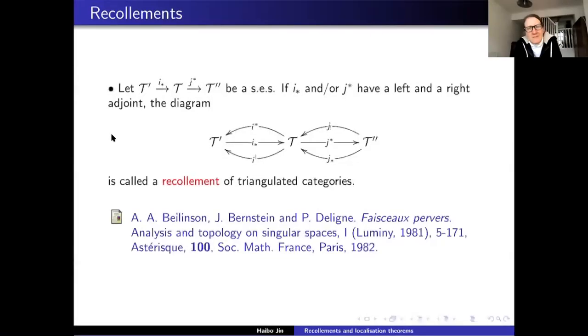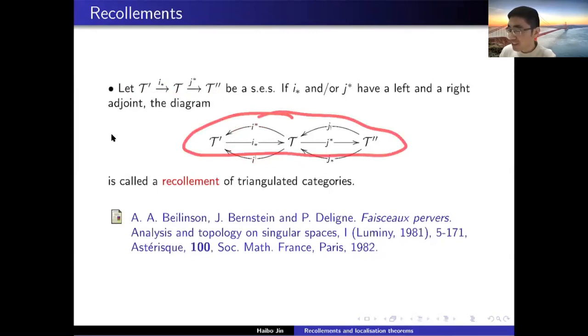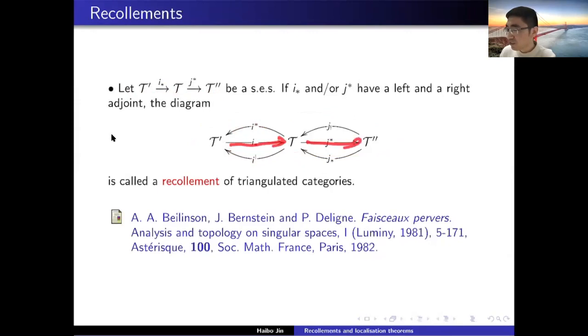Okay. So a recollement means, given a short exact sequence, if these two functors have a right adjoint and also a left adjoint, we call it a recollement. It was first introduced by BBD. So a recollement just means such a diagram, such that the middle functor gives us a short exact sequence and they have left and right adjoints.